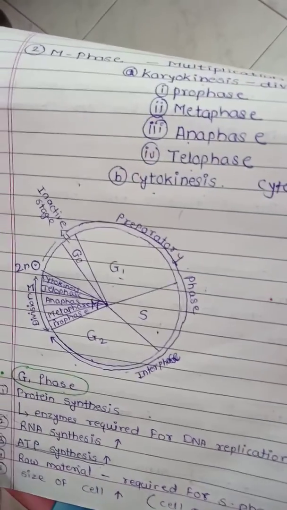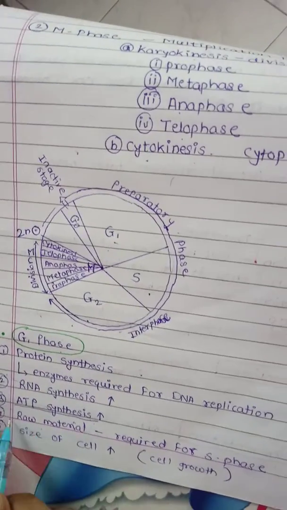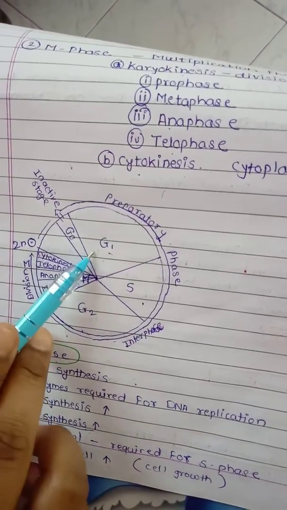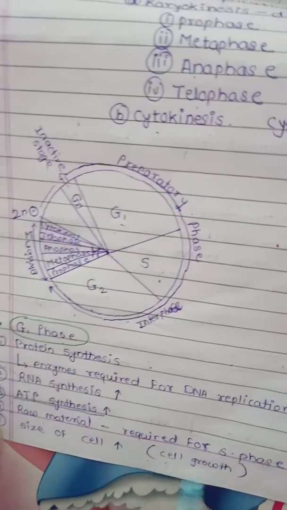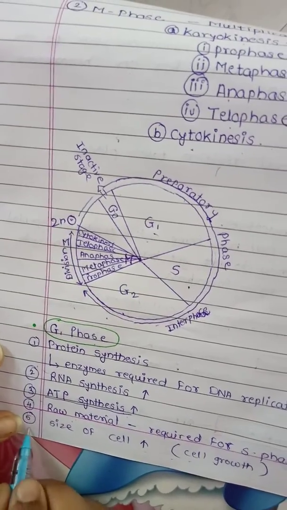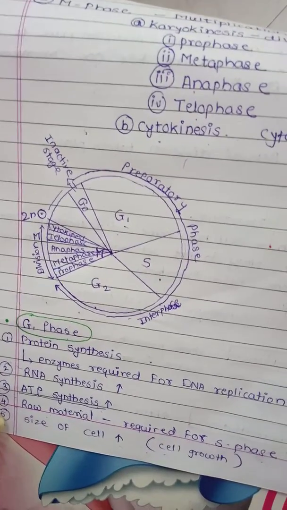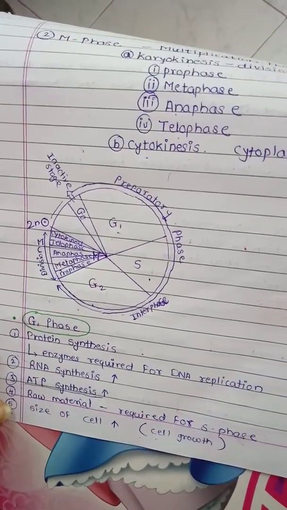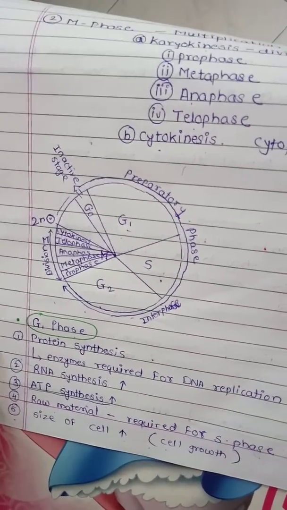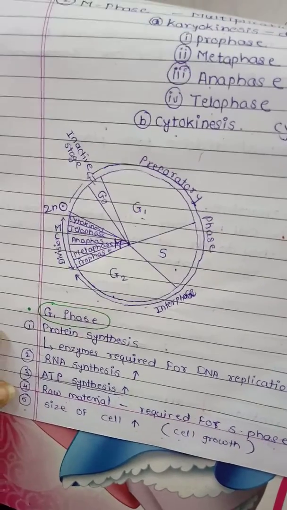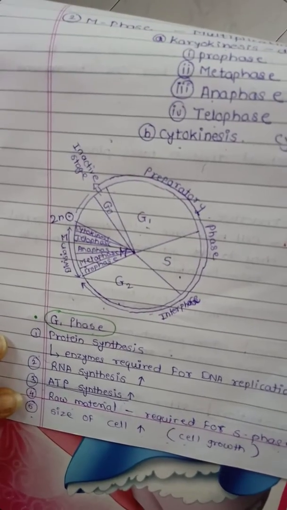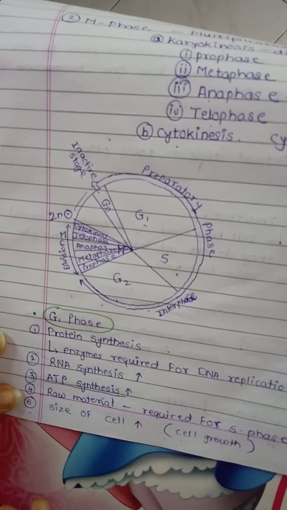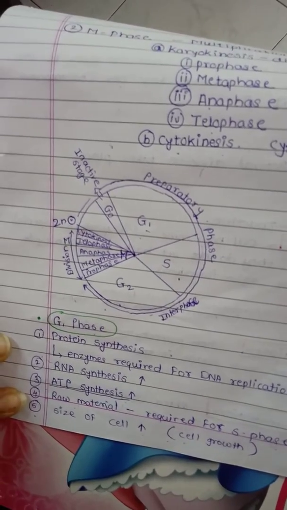Then the raw materials which are required for S phase are also prepared in G1 phase. Then the fifth point is the size of the cell. So here protein synthesis is increased, RNA synthesis increases, ATP synthesis increases, and the raw materials are also prepared in this cell. As well as that, cell growth also takes place in gap 1 phase.